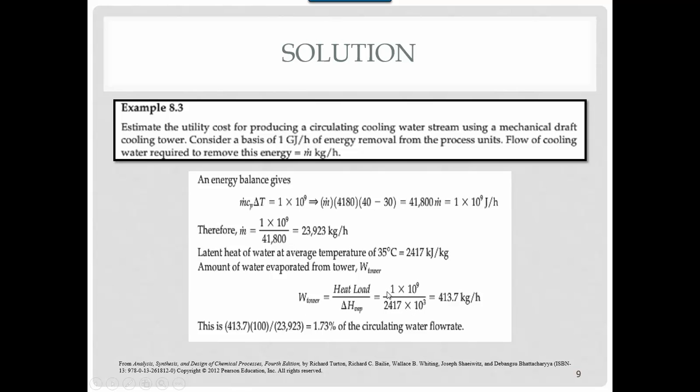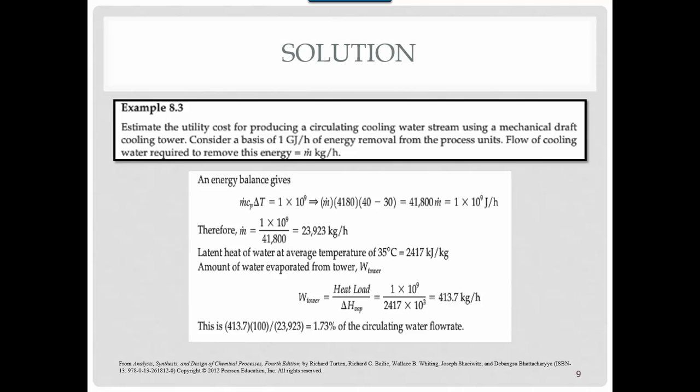And so the heat load divided by the heat of vaporization tells me what the water evaporation rate is from the tower. So this energy change is going to be accomplished by vaporizing water. This tells me that I've got 413.7 kilograms per hour of water being vaporized to cool 23,923 kilograms of water. If you look at this, that means it's nearly 2% of the circulating water that is going to be evaporated.